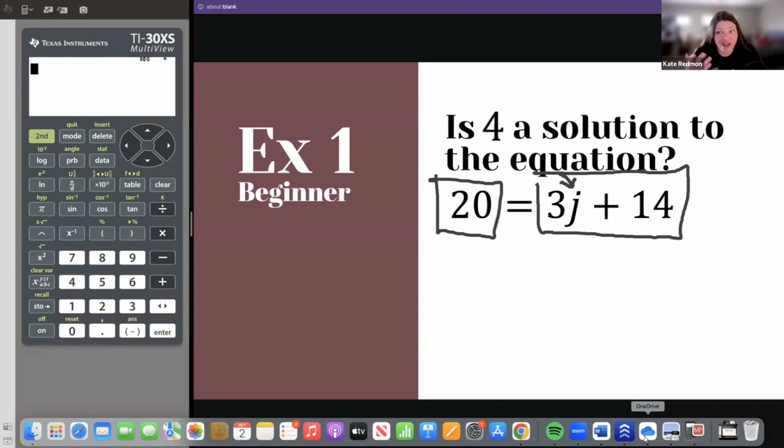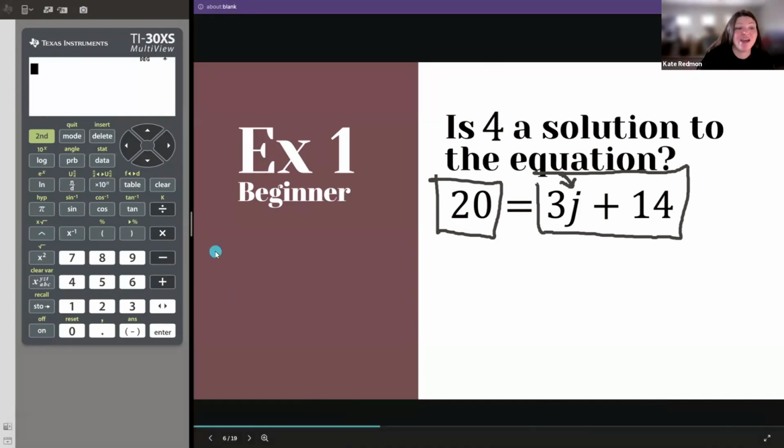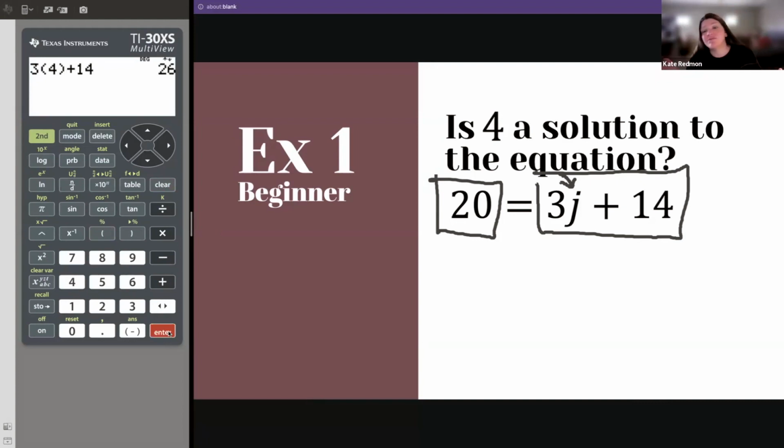So if somebody already has a guess, let's just give it a try and see. If I multiply that with 3, add it with 14, will I get 20? 3 times, we're guessing 4, plus 14. What does that give me? Does it give me 20? No, it gives me 26. So is 4 a solution? No, it's not. Now, that being said, let's just go ahead and solve this sucker.